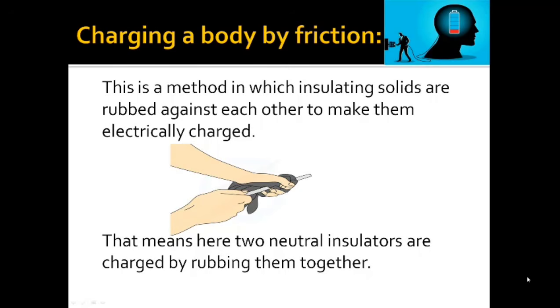So that means, since they are neutral, the proton number is equal to the electron number in both of them. If I give an example, if I'm using a cloth, just like the diagram there, rubbing a plastic rod, what will you see? The cloth will rub off some electrons from the plastic rod. That means that the cloth now has extra electrons on it, while the plastic rod has lost some electrons.